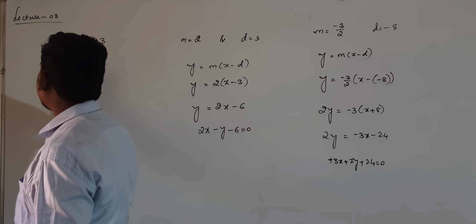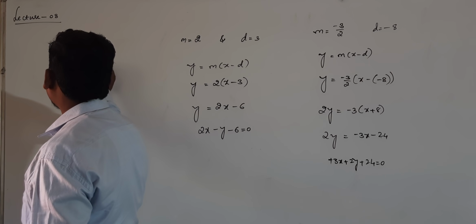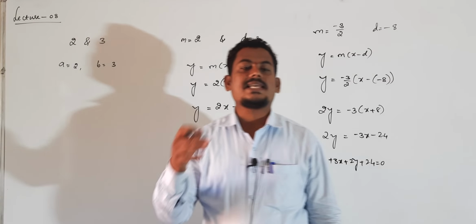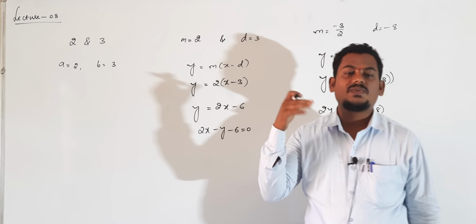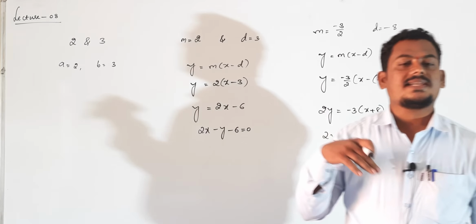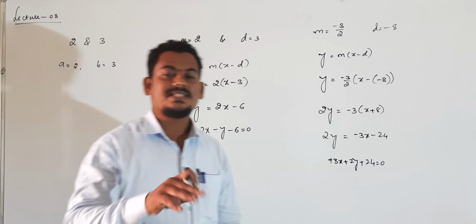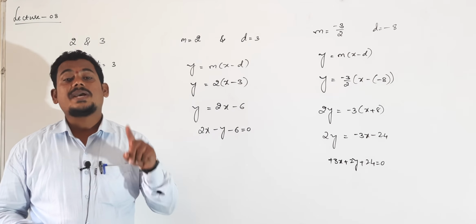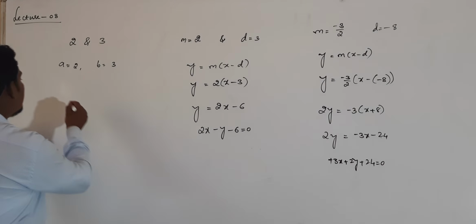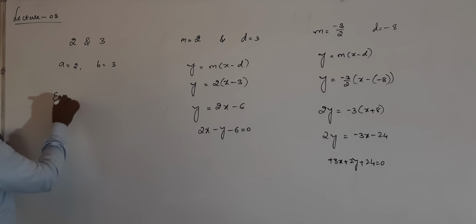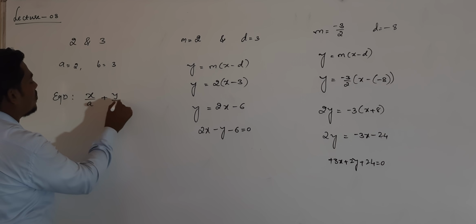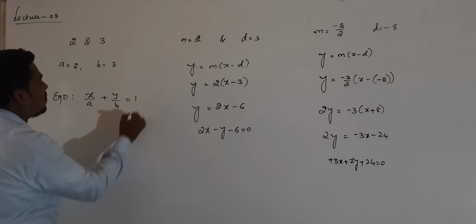Small a is x-intercept of the line, right? And small b is y-intercept. In this case, x-intercept as well as y-intercepts are given, right? Suppose x-intercept and y-intercepts are given, then what is the formula? Equation of the straight line in intercept form, right? Already you know equation of the straight line in intercept form is x by a plus y by b equal to 1.